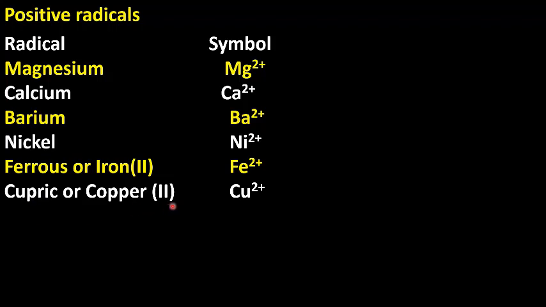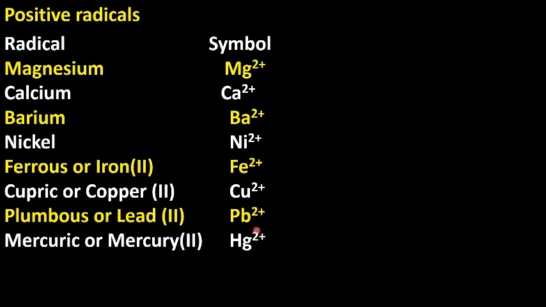Cupric or copper 2. The charge on the copper ion, cupric ion, is 2 units of positive charge, therefore it is copper 2. Plumbous or lead 2, Pb2+. Mercuric or mercury 2, Hg2+. Stannous or tin 2, Sn2+.